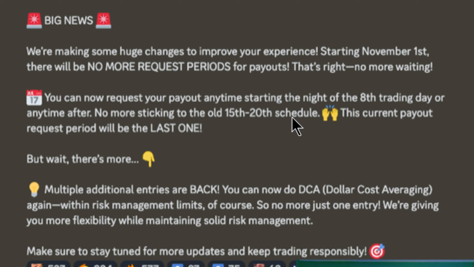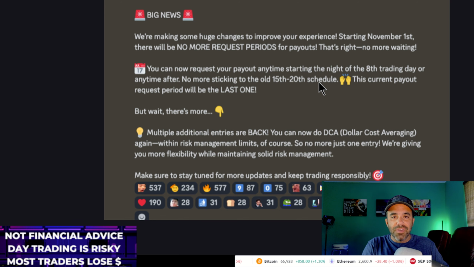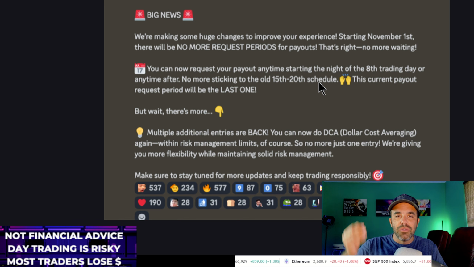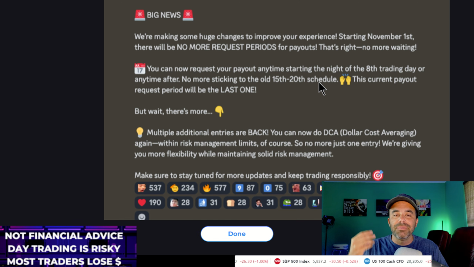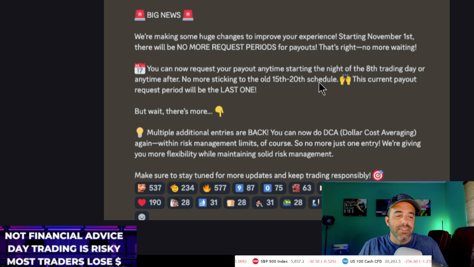This current payout request period will be the last one. Right now, today is the 15th of October. So this 15th through the 20th is going to be the last time you're going to have a pay period like this. This means starting November 1st, if you've traded in the account for 8 days and you've reached payout, well, just mosey on over to the payout tab, click it, see if your account pops up and put in your payout request. It doesn't matter if it's November 1st or November 12th.